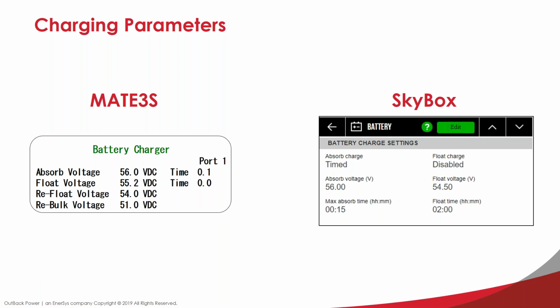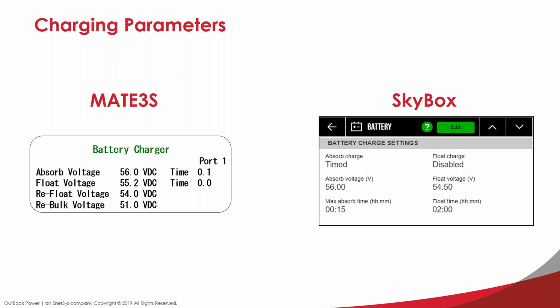Once you hit disabled, you can't see it here on this screen, but once you go up to the unit, those two options, float time and float voltage, will get grayed out. You won't be able to change them once you hit the disabled button.